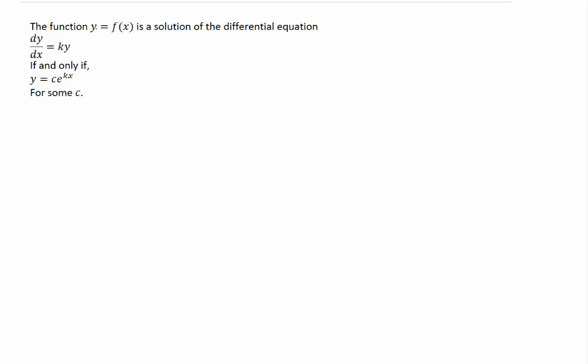So if you have a function y that satisfies this equation right here, then the function will be of the form c e to the kx for some constant c. And that constant c will be dependent on the problem itself.